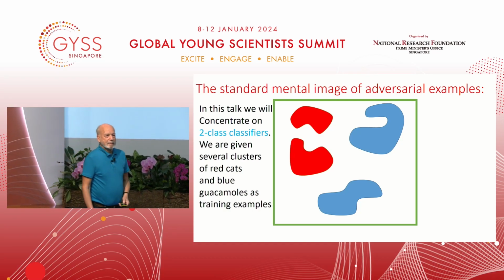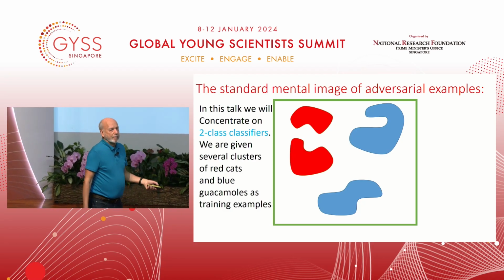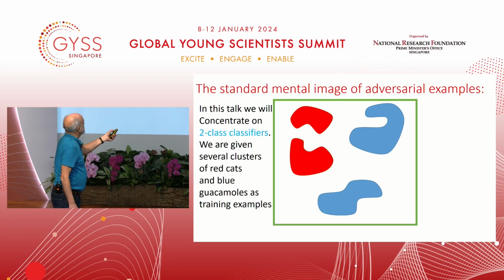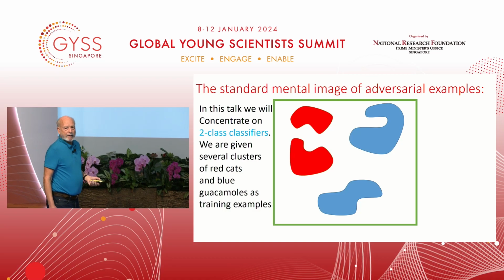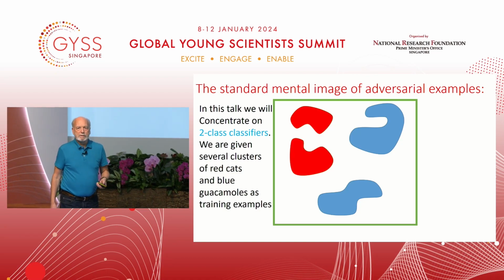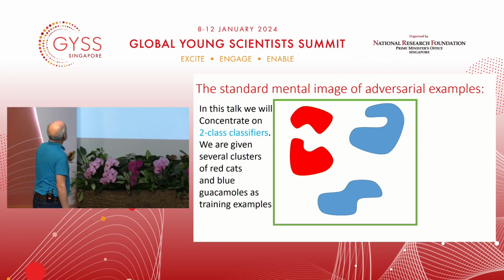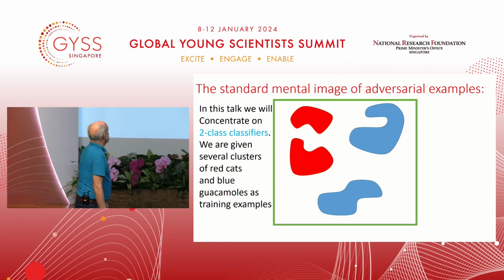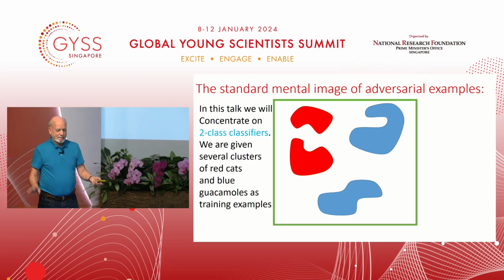Every point in this space, this is the input space, is a complete image of a cat. So here is one example of a cat, and here is another example of a cat, maybe a cat of a particular breed, and this is a cluster of cats of another breed, and so on. And when the deep neural network sees many examples and is taught how to distinguish between the two classes, and by the way, I'll concentrate in my talk only on two-class classifiers, otherwise it becomes more complicated to think about it. So there are cats and guacamoles, that's all.